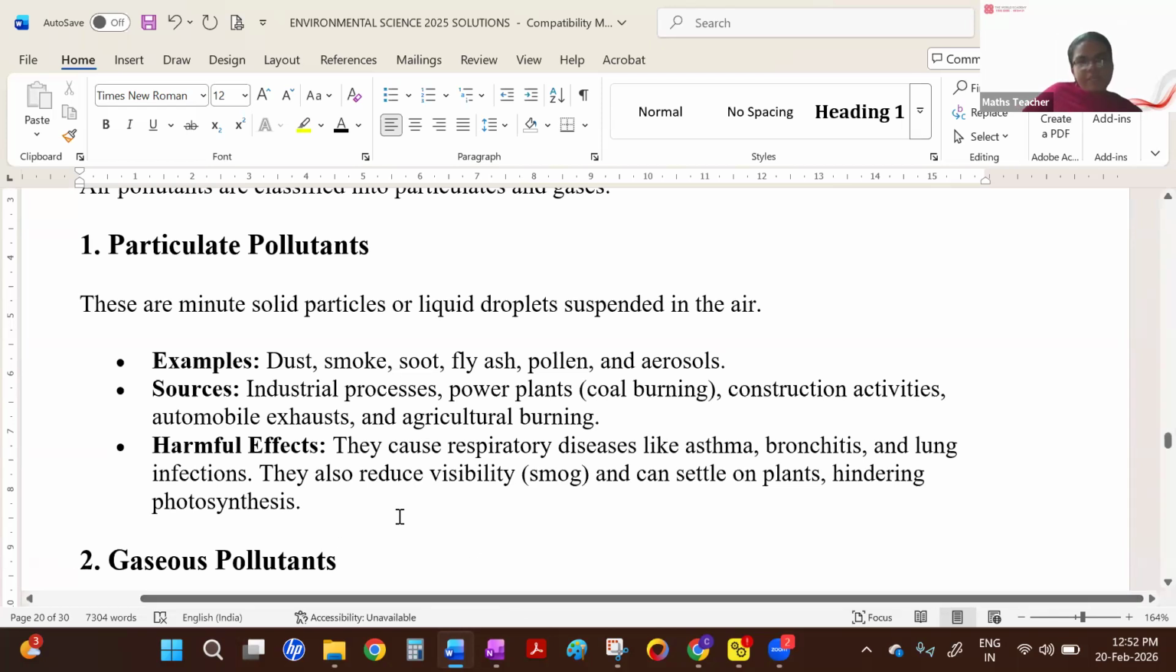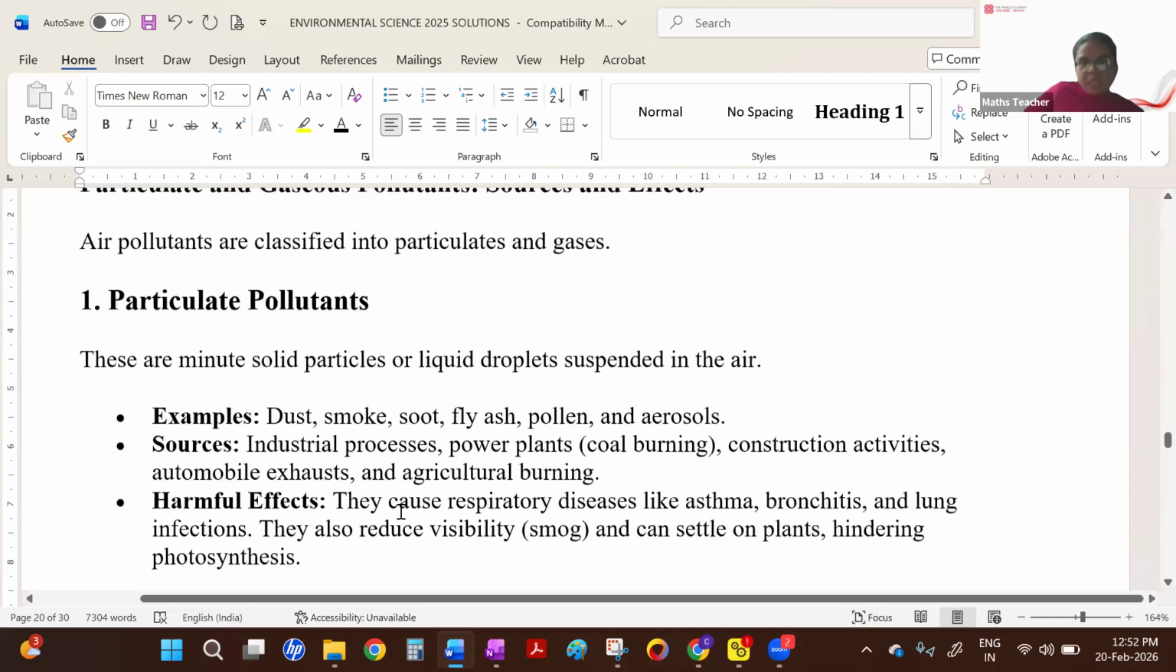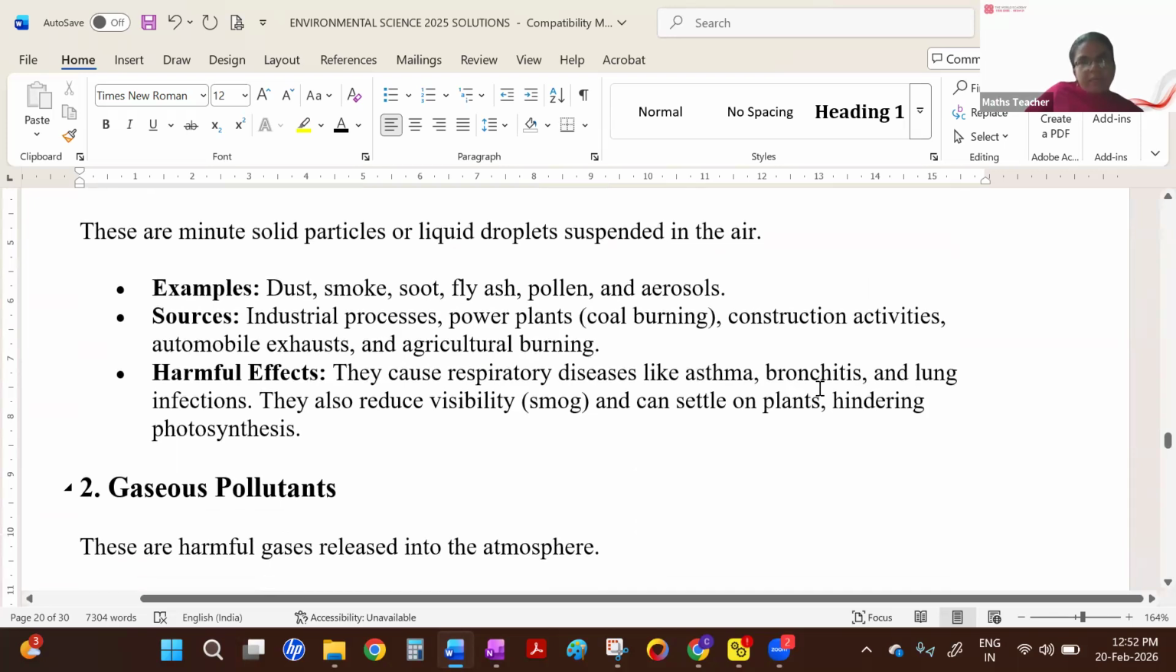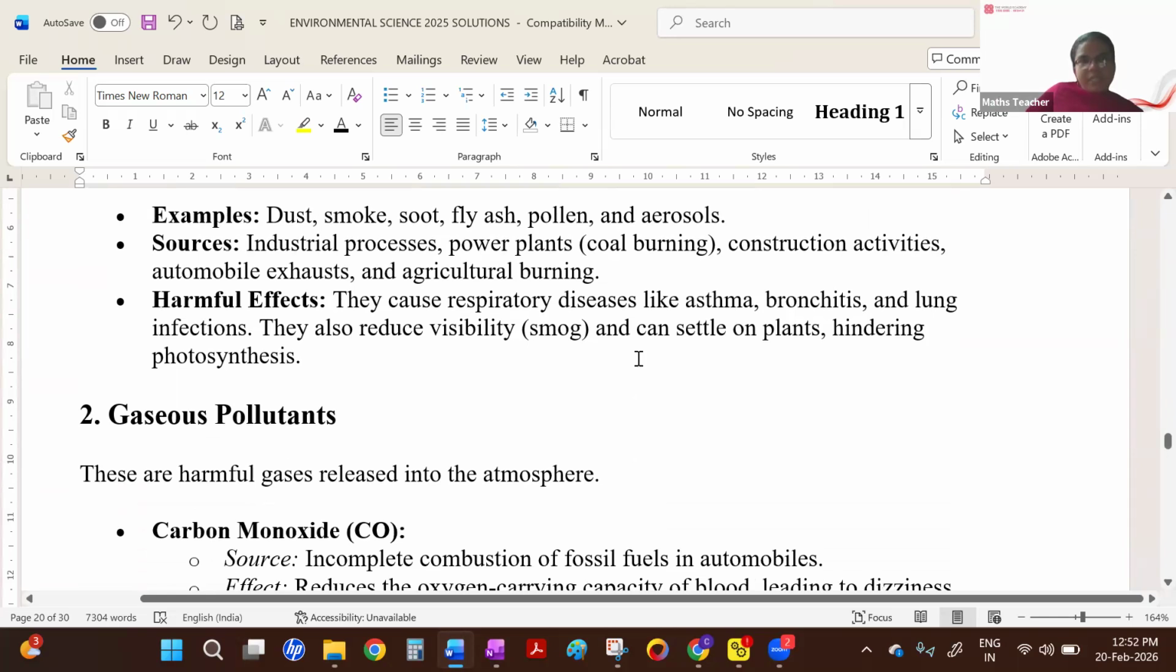Then what are the harmful effects? If the air contains a lot of suspended particles, then these particles can easily get into the bodies of living organisms because all living organisms breathe, right? So when we breathe in, all of these particles might get into our bodies and they will cause a number of diseases. So what are the diseases? Asthma, bronchitis, lung infections, and everything. And they also reduce visibility. Yeah, this is also a major problem in cities, right?